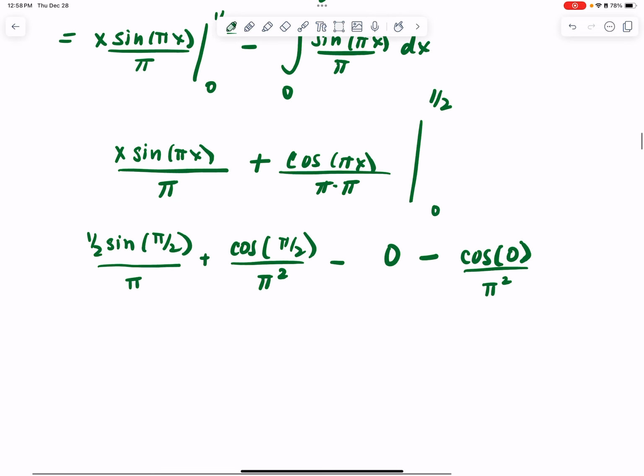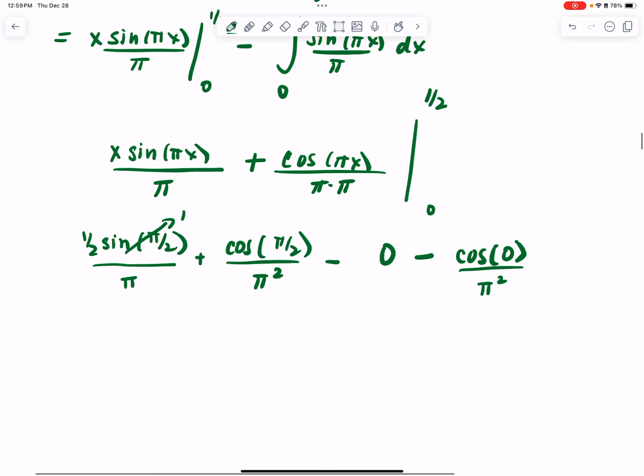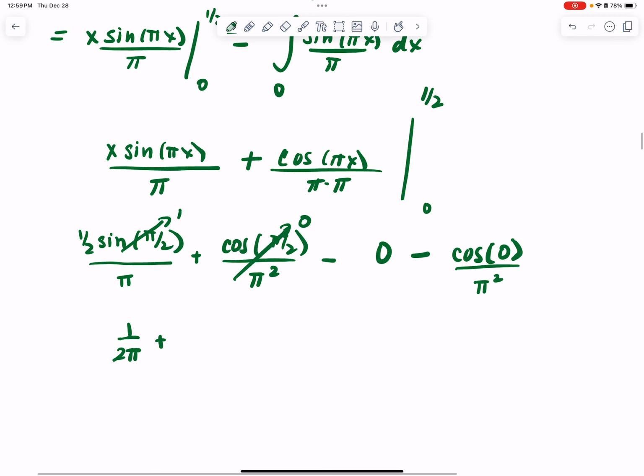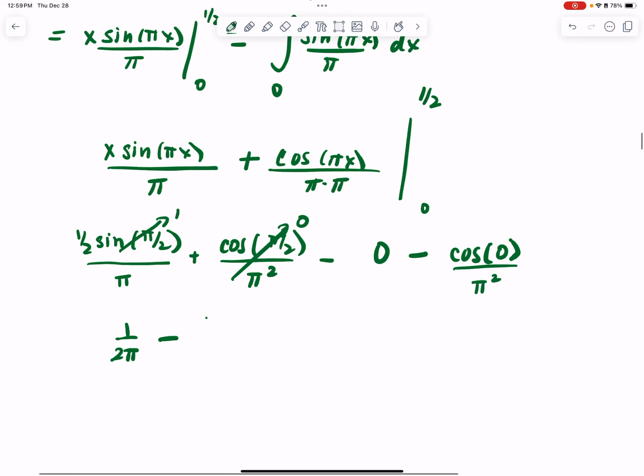All right, so let's clean this up. Sine of pi over 2 is 1. That little piece is 1. So we have 1 over 2 pi plus cosine of pi over 2. That one is 0, so it goes away. And then we actually have a minus here, right? So minus cosine of 0 is 1 over pi squared. You can leave it like that, or you can simplify further.